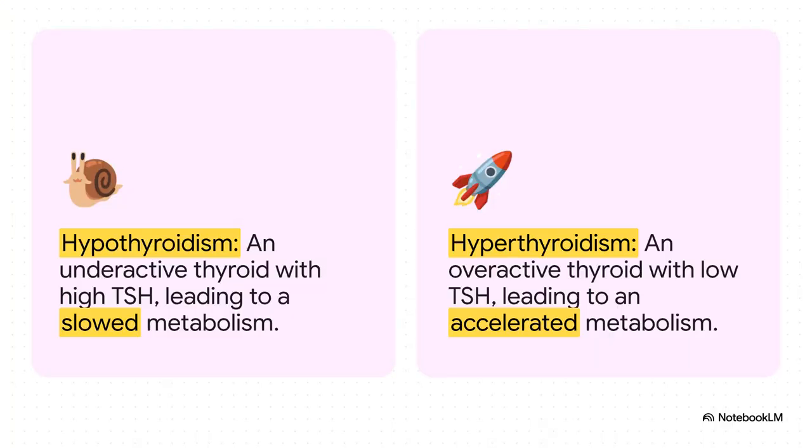On one side, you have hypothyroidism. Think of this as the body hitting the brakes. The thyroid is underactive, so metabolism just slows right down. On the other side, hyperthyroidism. That's the body hitting the gas pedal. The thyroid is overactive and metabolism goes into overdrive. Now, here's the interesting part. Notice how the TSH levels are flipped. Let's talk about why that is.